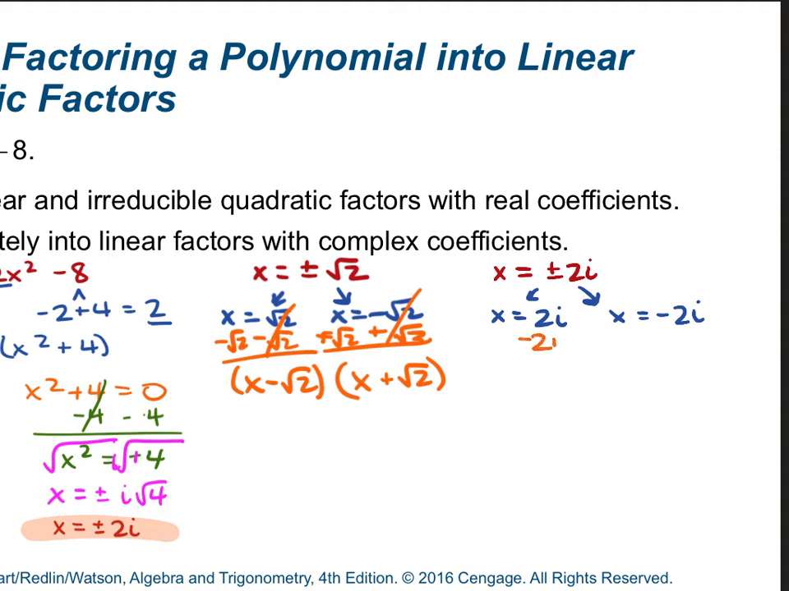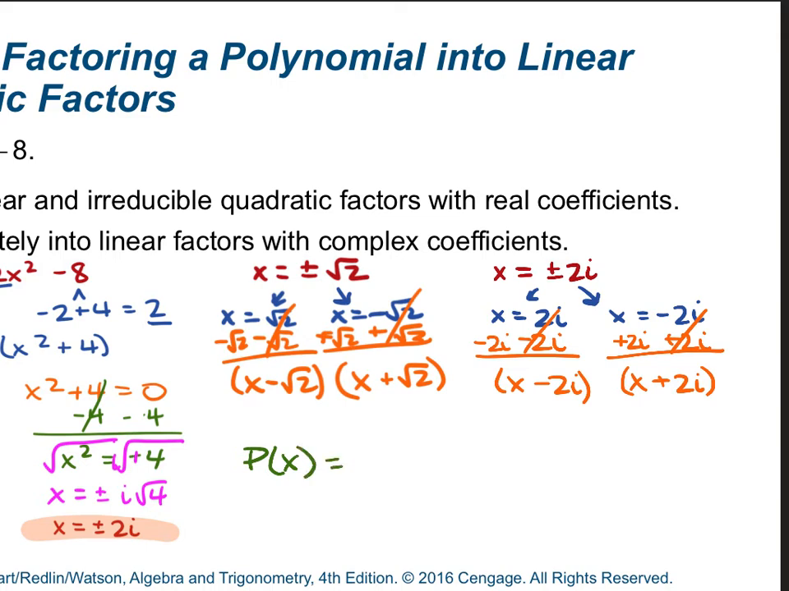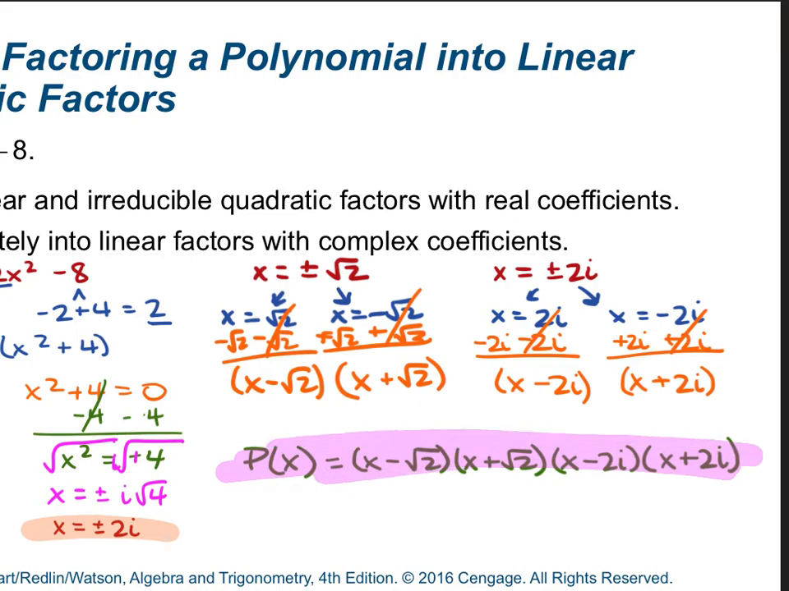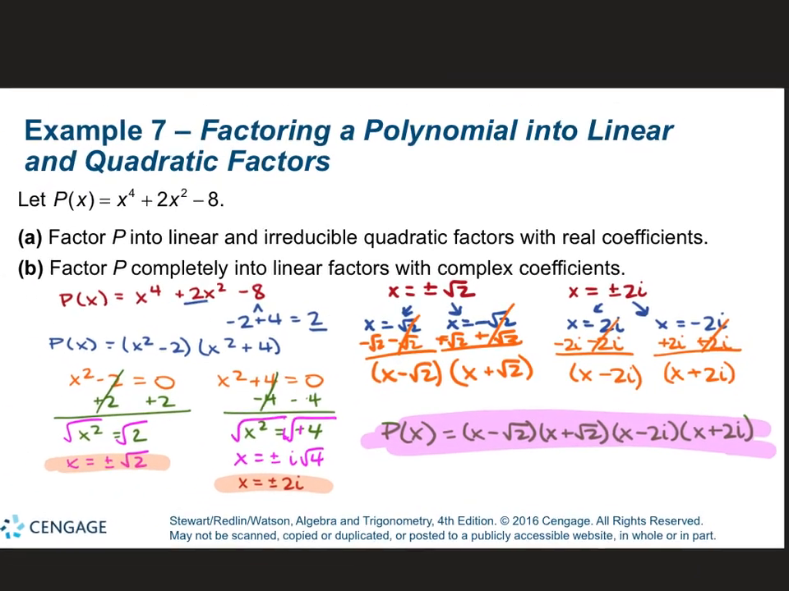So from here, we're going to subtract the 2i from each side and get x minus 2i. We add the 2i to each side. We get x plus 2i. So if we pull this all together, we're going to have p of x is equal to x minus the square root of 2 times x plus the square root of 2 times x minus 2i times x plus 2i. And then that would be completely factored for this one.